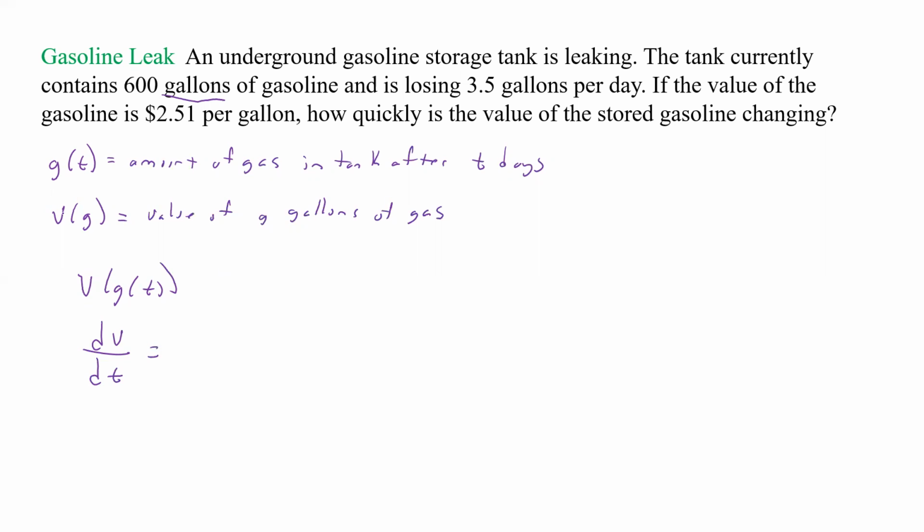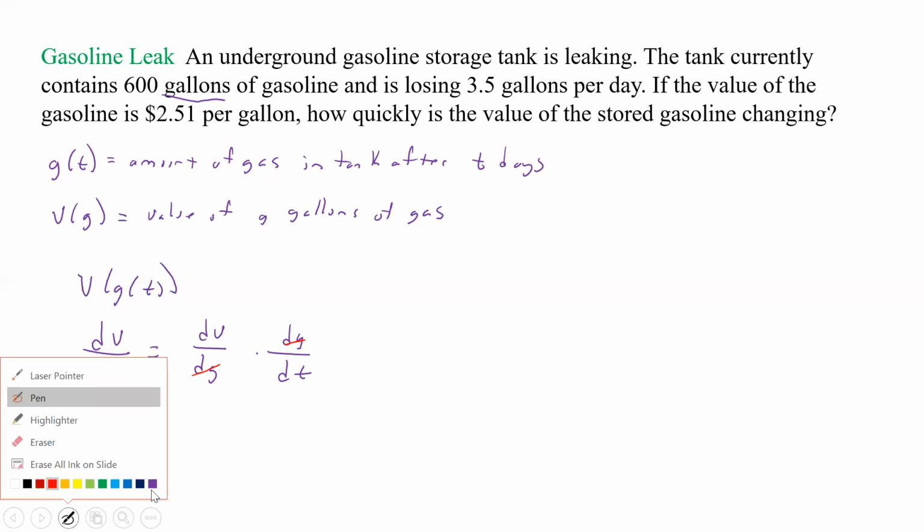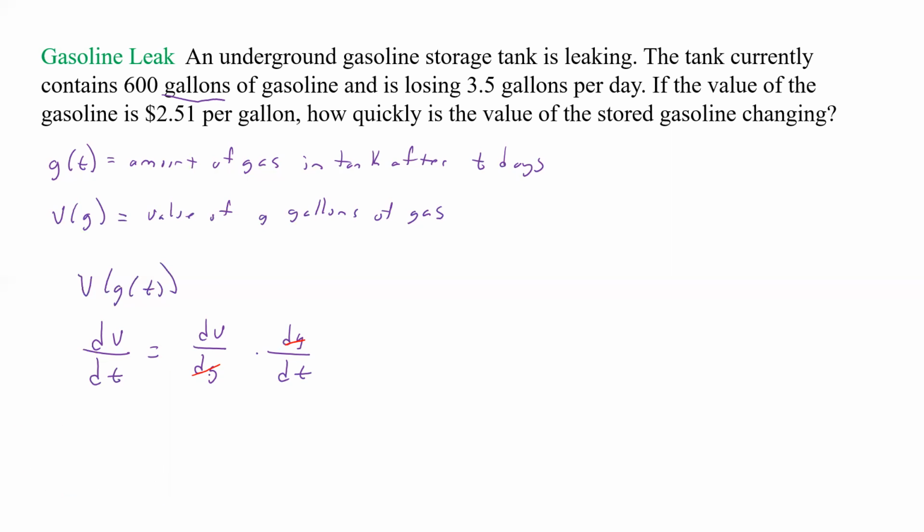The way we're going to do that is we're going to take dV/dG times dG/dt. And when we do that, the dG's cancel, and we're left with dV over dt. So what we need to do is figure out what dV/dG is and dG/dt.